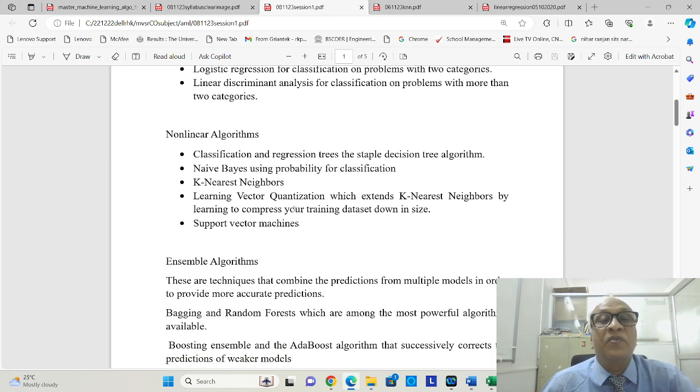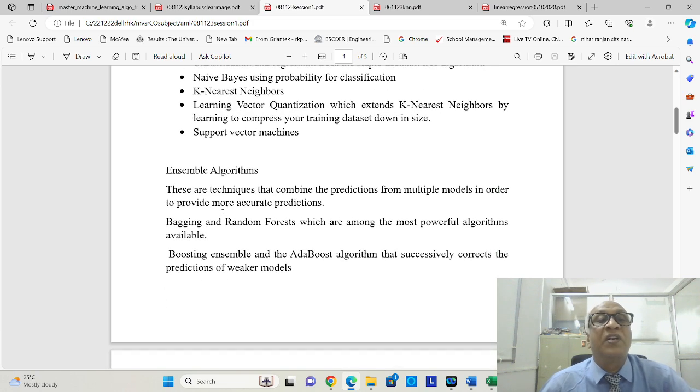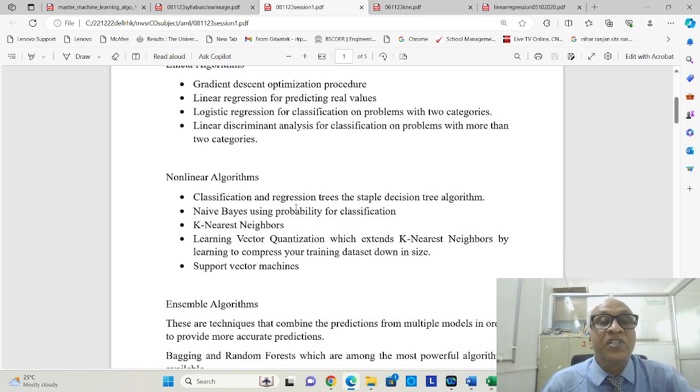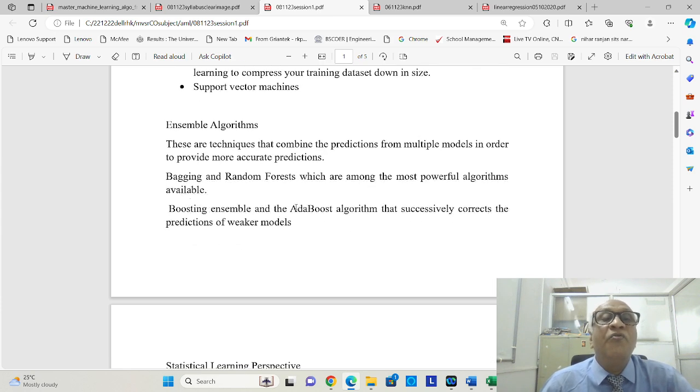Coming to non-linear algorithms, which algorithms may be called non-linear algorithms? K nearest neighbor can be a non-linear algorithm. Its extension called learning vector quantization can be a non-linear algorithm. Decision tree algorithms, regression trees, classification and regression trees, naive Bayes, all these fall under non-linear algorithms, including the support vector machines. So we have linear algorithms such as linear regression, and we have non-linear algorithms such as support vector machines. We also have something called ensemble algorithms.